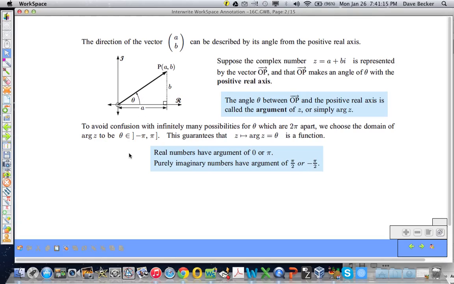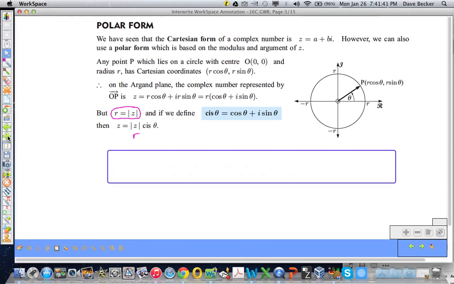Our domain, to avoid confusion, is from negative pi to pi, and pi is inclusive. Clearly, real numbers have argument of 0 or pi because they lie along the real axis, and purely imaginary numbers have argument of pi over 2 or negative pi over 2 because they lie along the imaginary axis. Okay, that's easy. And before I continue, let me just say, this is a lot of things that you know already just applied to the complex plane.